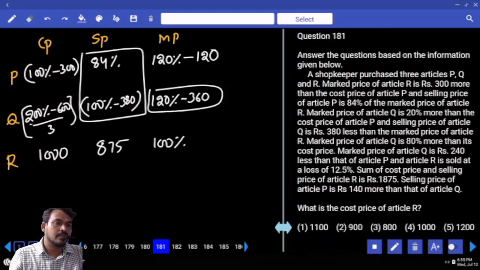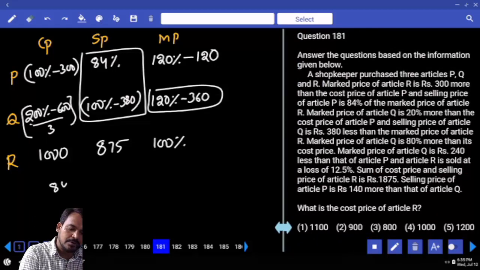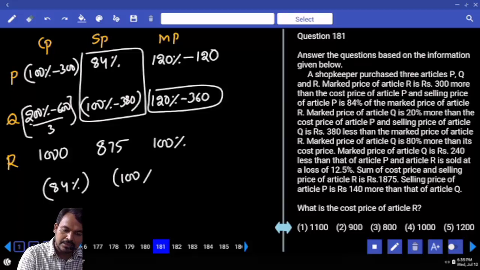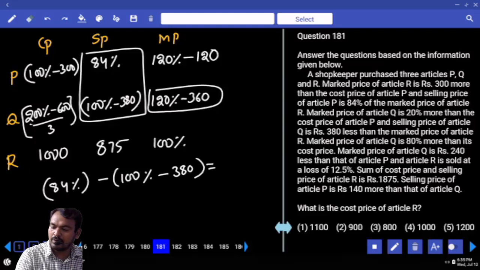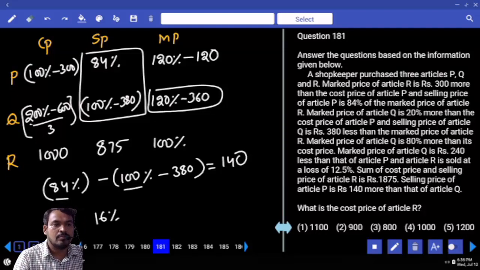140 difference. Means one will be 84% and another one 100% minus 380. These two differences are equal to how much? 140. The difference between 84 and 100 is 16. Negative 16 becomes positive 16, or negative of negative is positive, means plus 380. 380 minus 140 is 240, so 16% is how much?